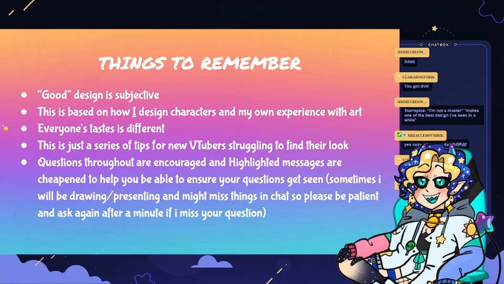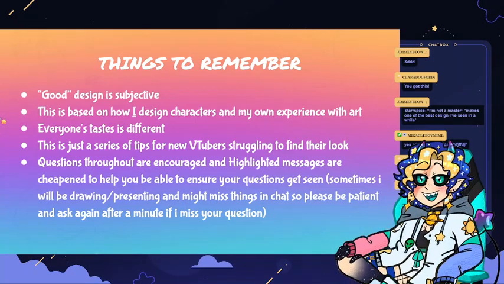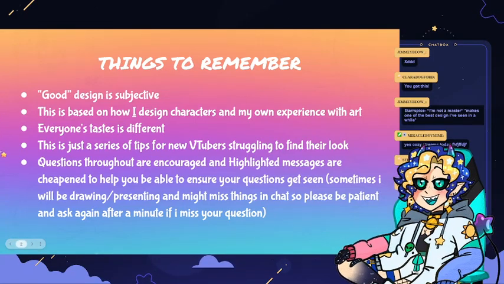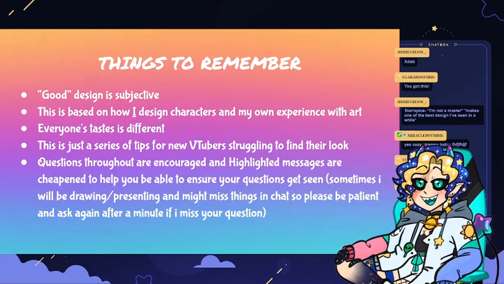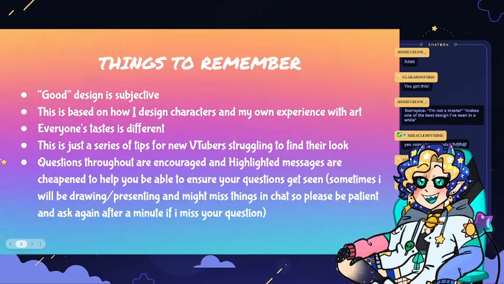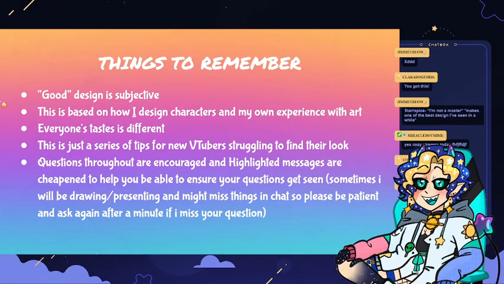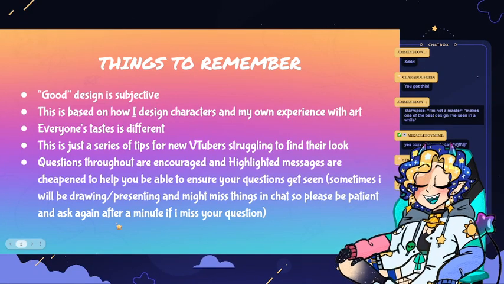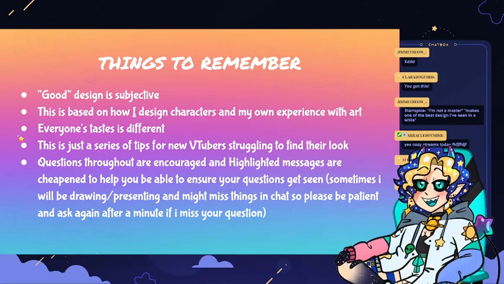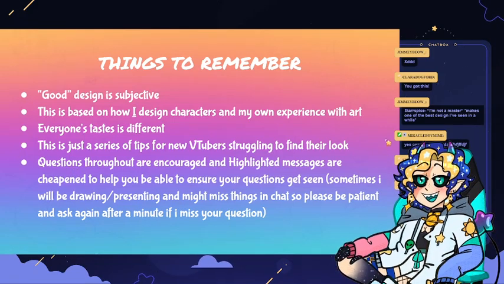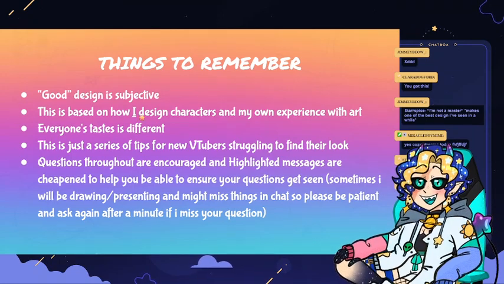Okay, so here are a few things to remember throughout this stream. Number 1, the word good for good design is subjective. Everyone has their own preferences, and although I'm basically teaching you stuff that will make your design more appealing, it's not perfect, because nothing's perfect. Everything has flaws. This is basically just how to make your design more appealing to the eye and figure out a solid design to help you find your groundwork.